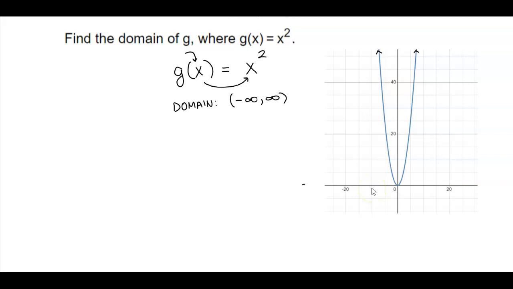So all the values on the x-axis go from negative infinity to positive infinity, which gives us this domain.